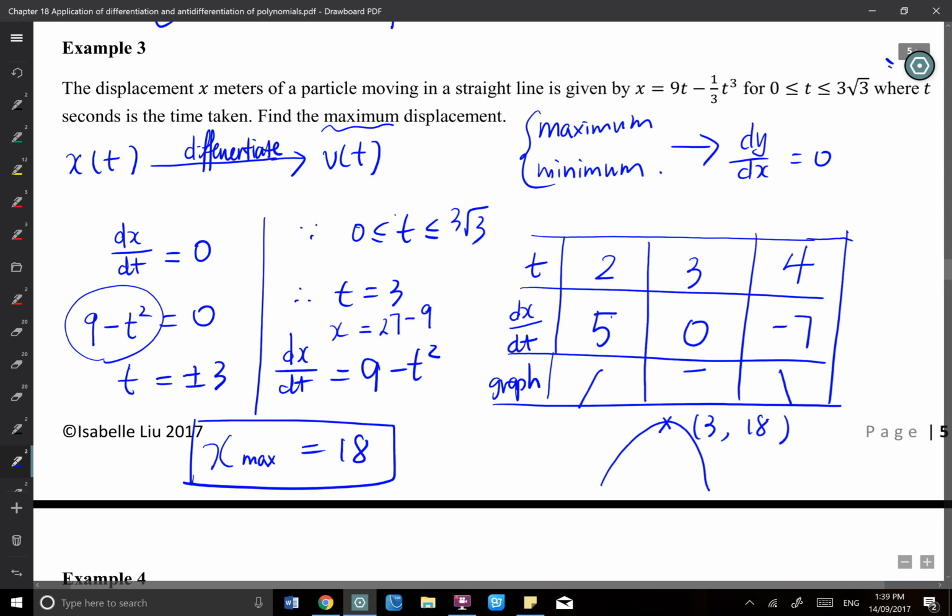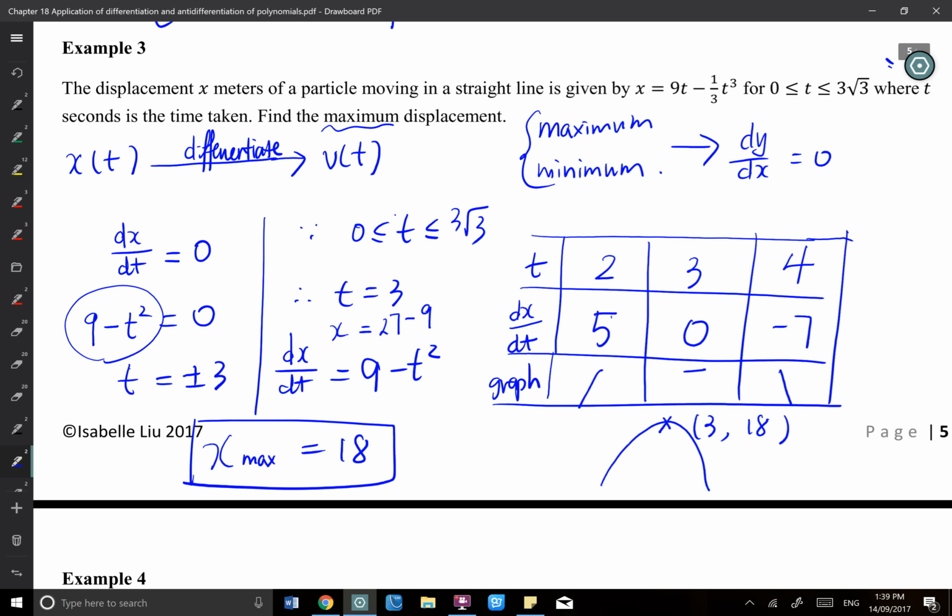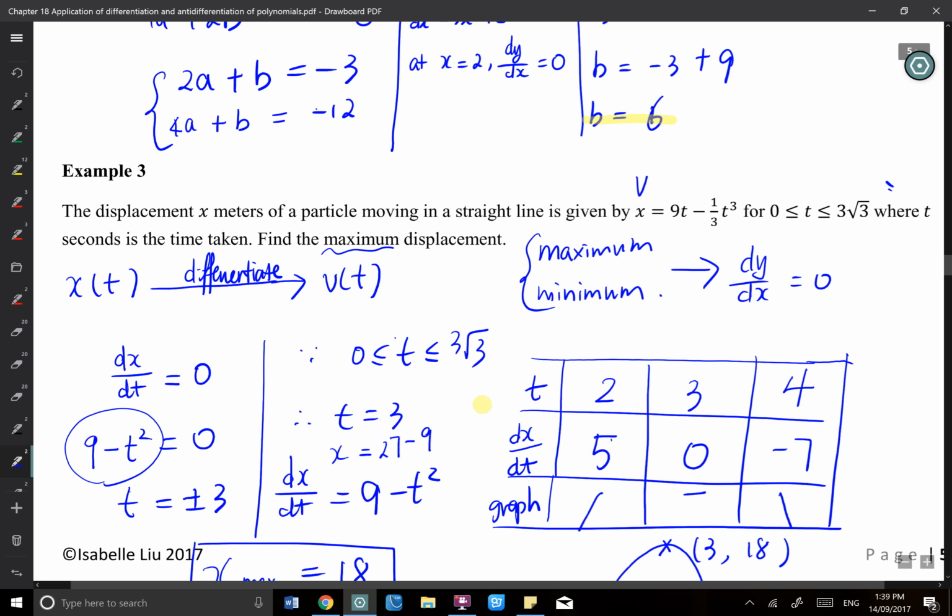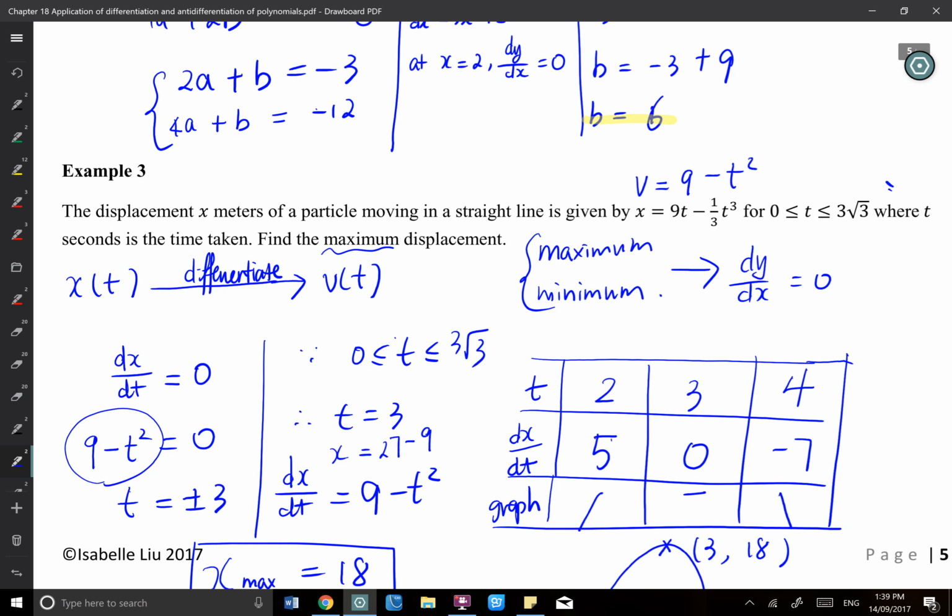It's not enough that you just work out the t value. You need to also find out the x value. Okay, that's the maximum displacement. And remember, the derivative of the displacement-time graph will be the velocity-time graph. For example, in that question, v will just be 9 minus t squared. That's the vt graph. It tells you the velocity at any time, and it is also the gradient of the tangent for the xt graph.